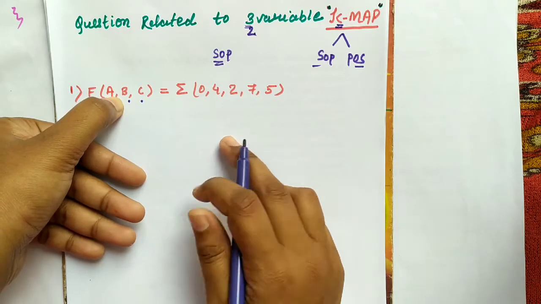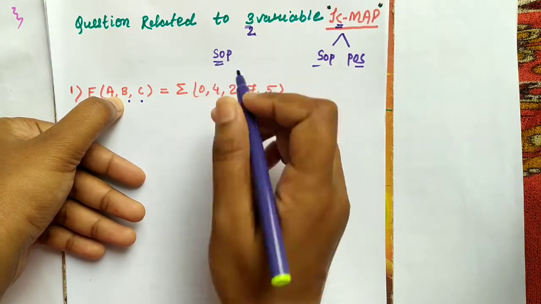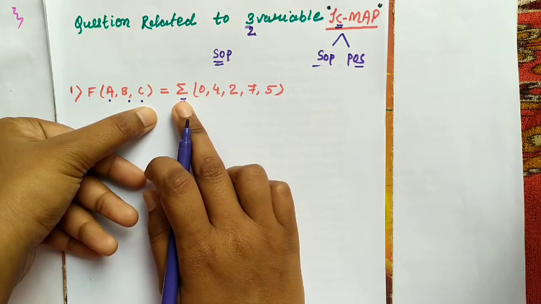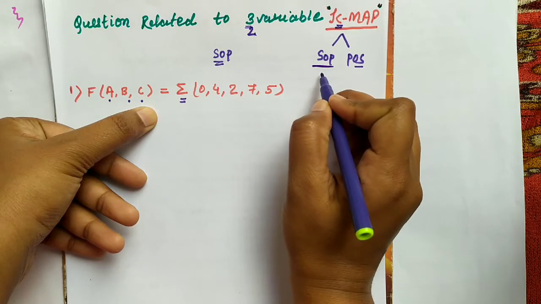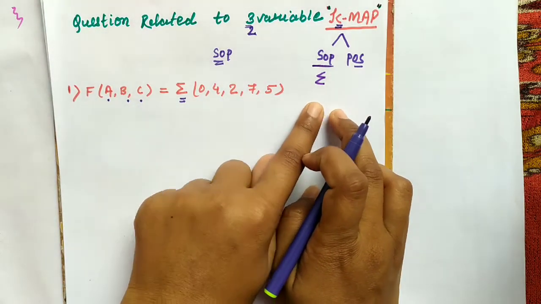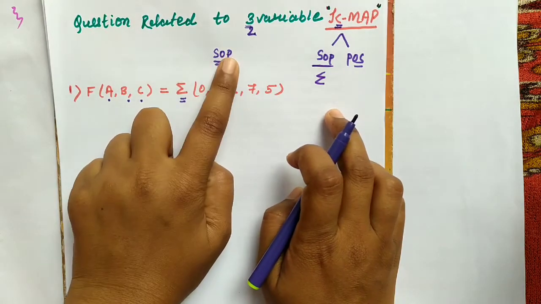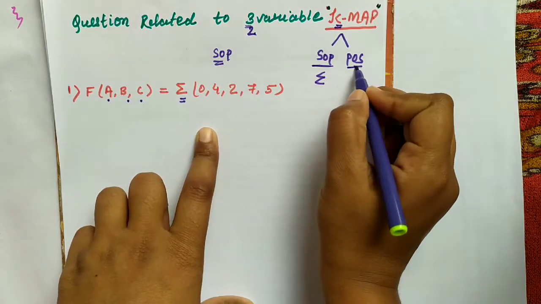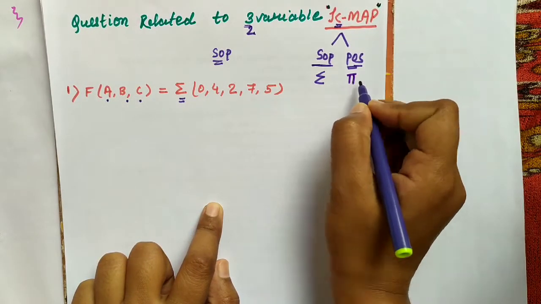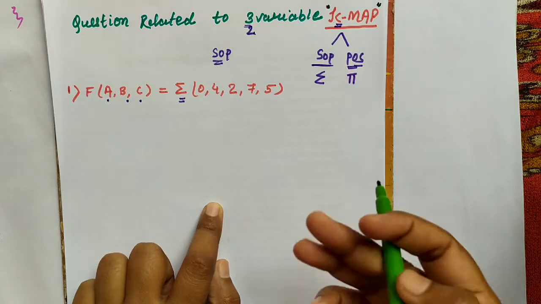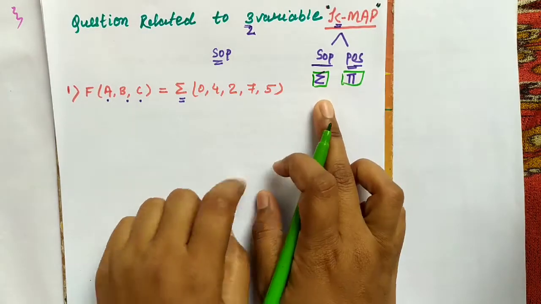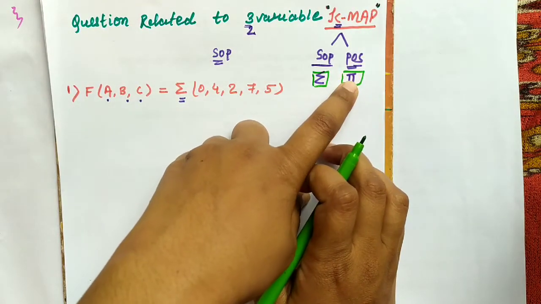And how can we identify that it is a question related to SOP? Because here is one sign, and that sign is called summation. In an SOP question there is a summation sign. If summation is available, everyone should know this is a question related to SOP. But for POS, which sign is available? The sign is pi. So there are two signs: summation, which means SOP, and pi, which means POS.